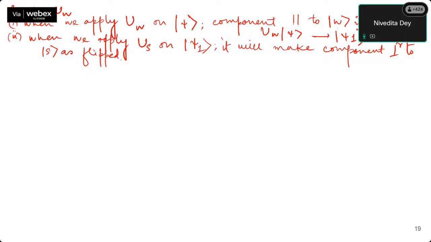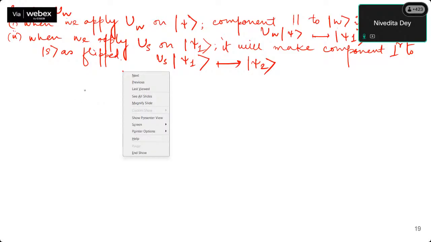So it looks like this. It flips, and the transformation will ultimately make it psi 2. So the next time my UW should start with psi 2, because both operators work in a sequence. This might look a little complicated, but let me show you the geometric interpretation. Let me draw it first.